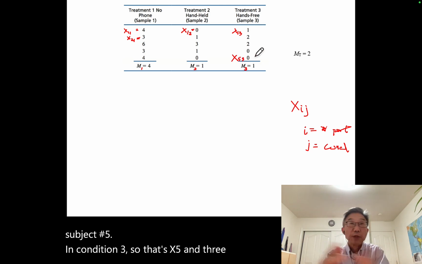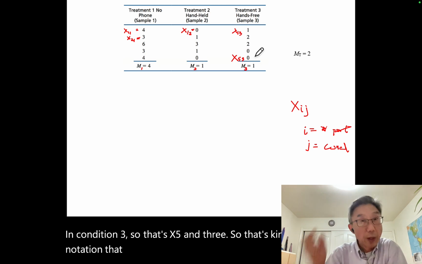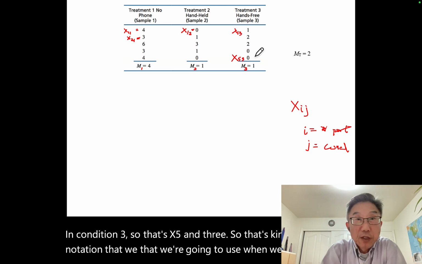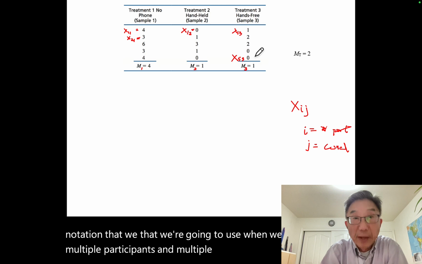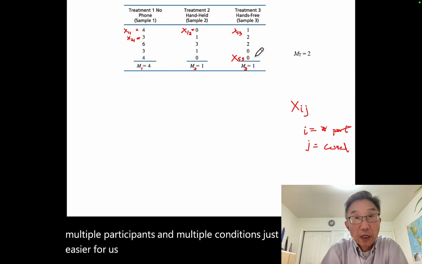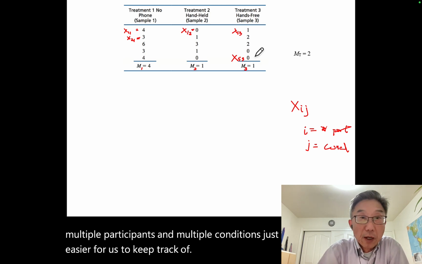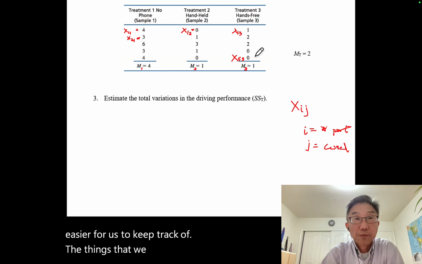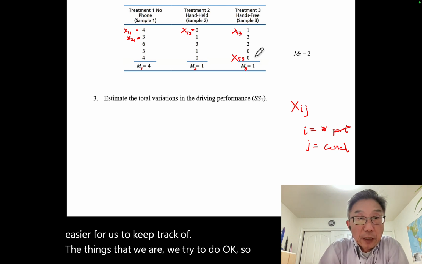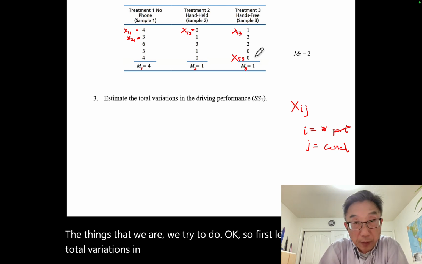That's just the notation that we're going to use when we deal with multiple participants and multiple conditions. It makes it easier for us to keep track of the things that we try to do. Okay, so first let's estimate the total variation in the driving performance.